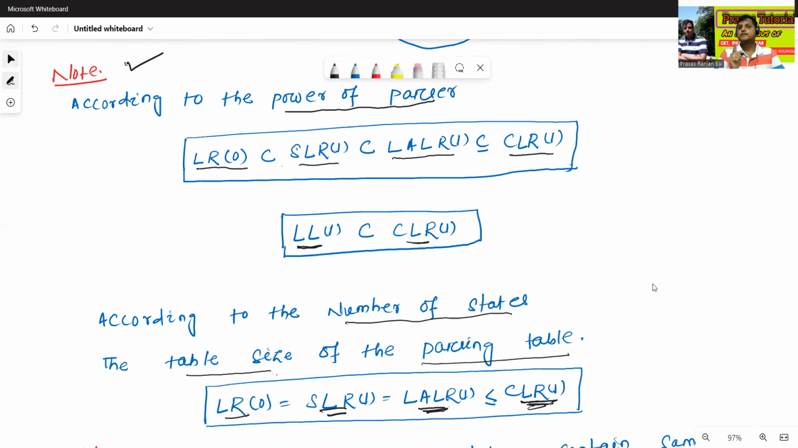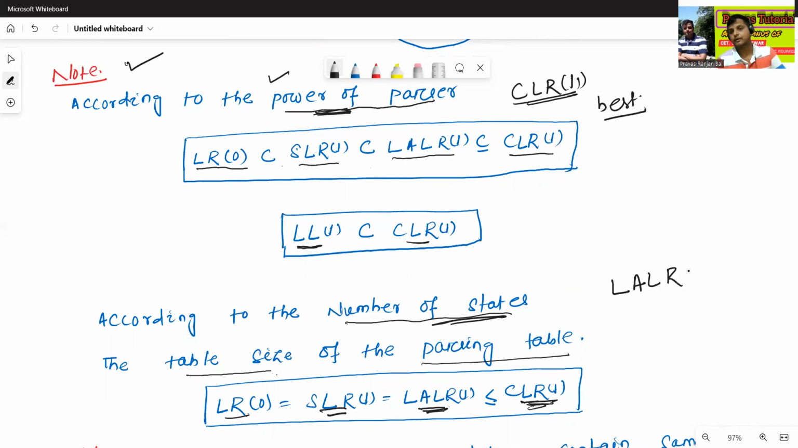Remember there are 2 points. According to the power of parser, CLR1 parser is always best. According to the number of states, LALR1 parser is always best. Okay. So according to the power of parser, CLR1 parser is best. According to the number of states, LALR1 parser is best.